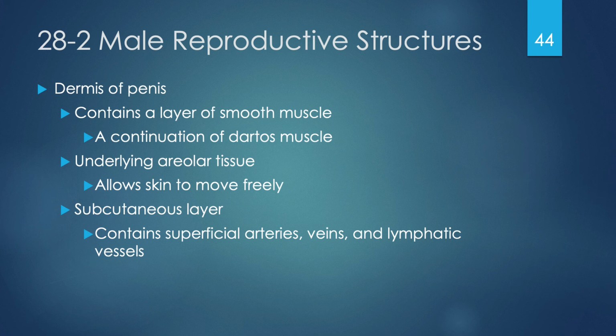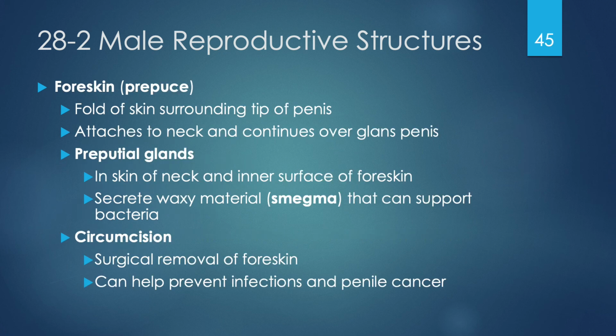And in the subcutaneous layer, this is where you're going to find all of the major vessels, the superficial arteries, veins, as well as lymphatic vessels. The technical term for foreskin is prepuce, and this is the fold of skin that surrounds the tip of the penis, attaching to the neck of the penis and extending over the glans penis.